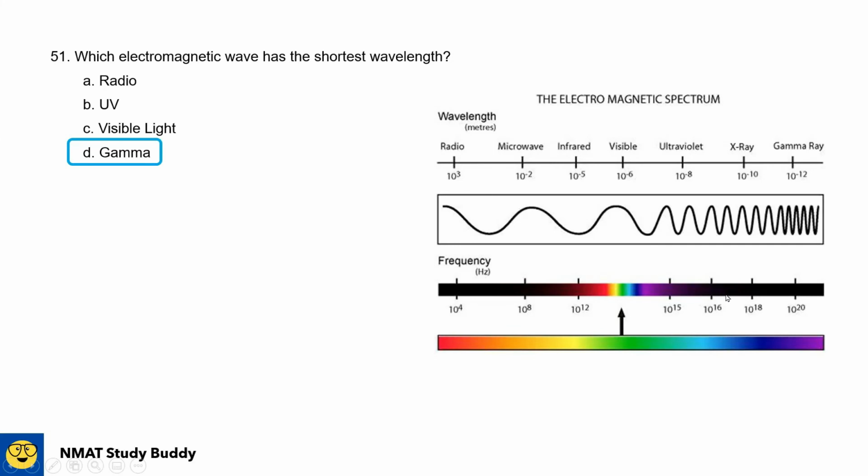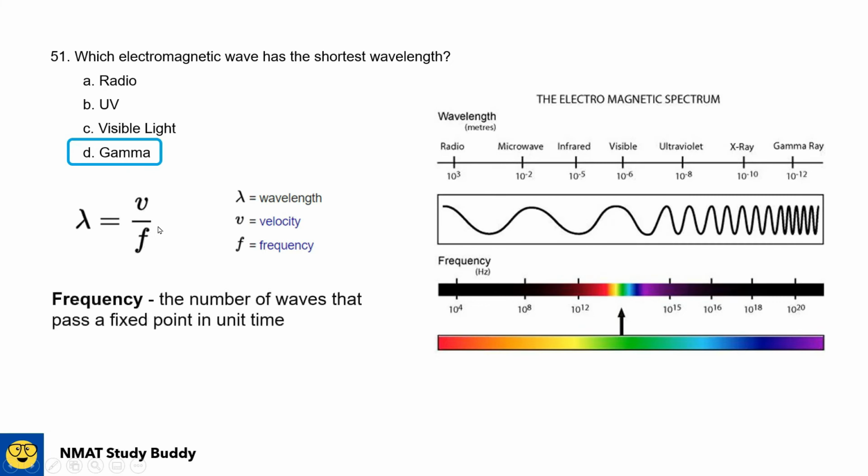And as you can see here, kung sino yung merong shortest wavelength, siya yung may pinakamataas na frequency. Yan. So, additional information lang din, yung formula natin for wavelength is equal to the velocity over the frequency. So, ano ba yung frequency? Frequency is the number of waves that pass a fixed point in unit time. And then, the wave with the greatest frequency has the shortest wavelength.